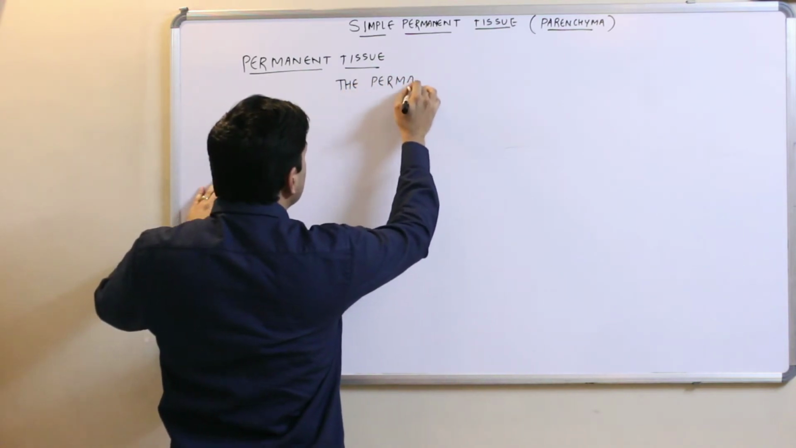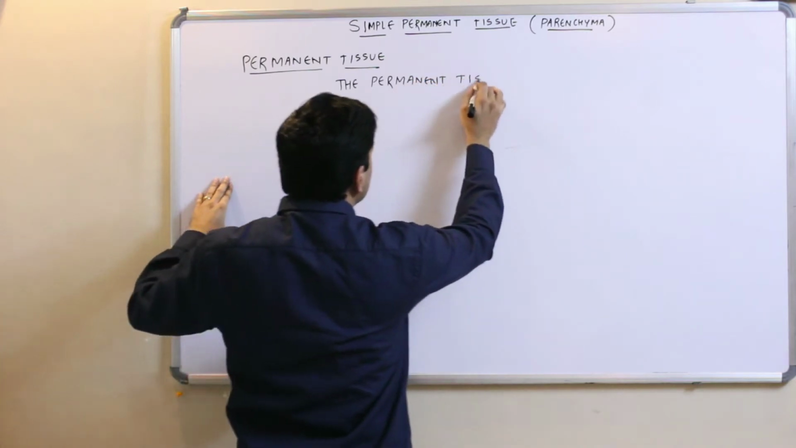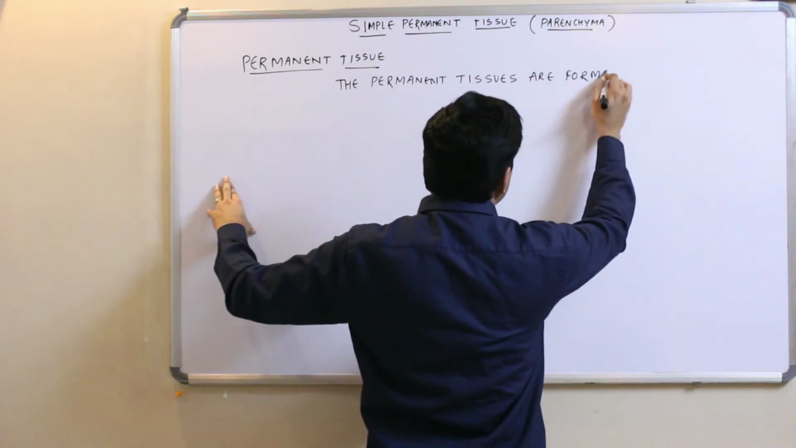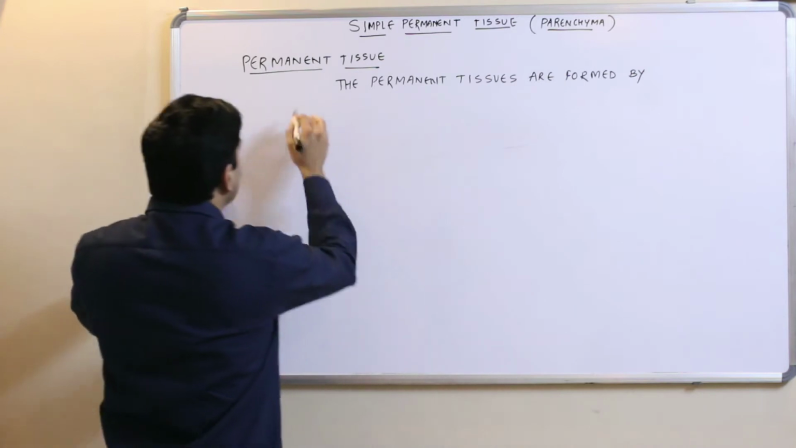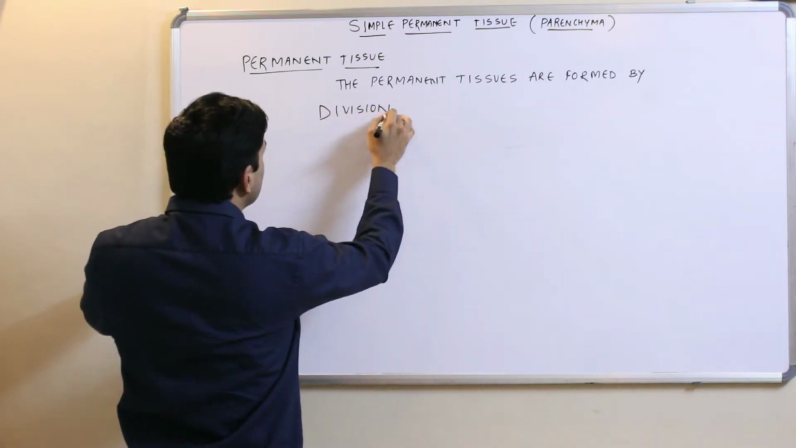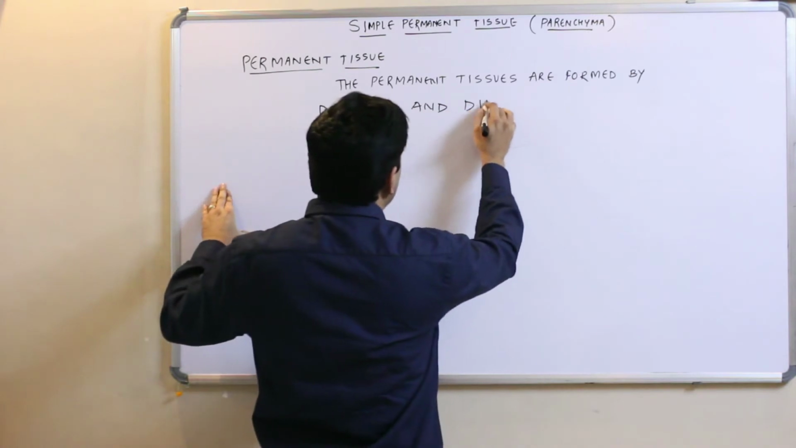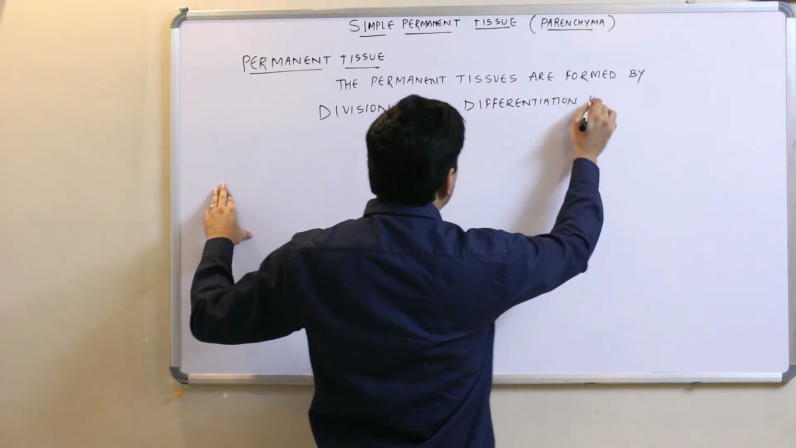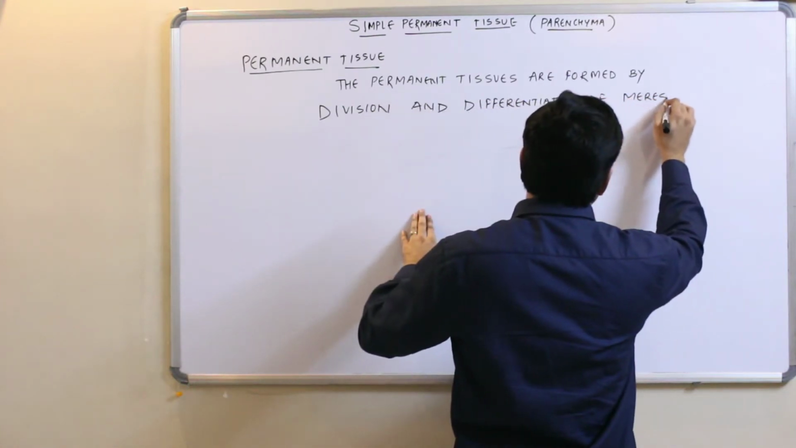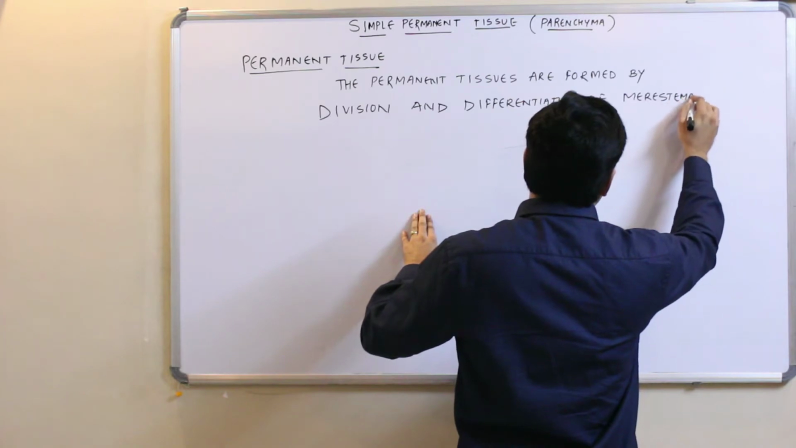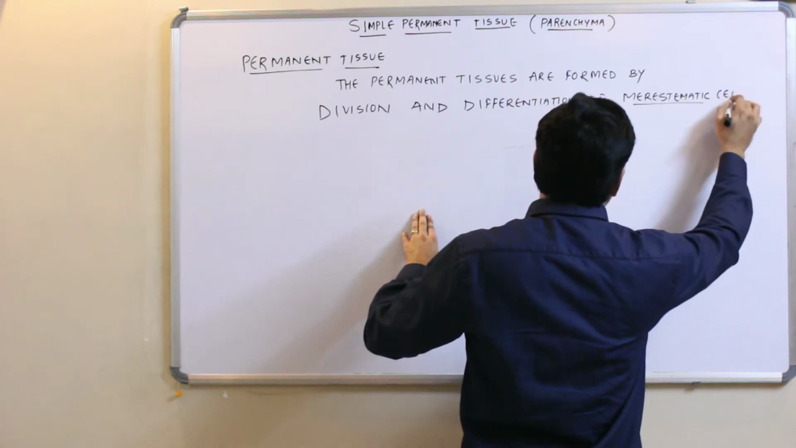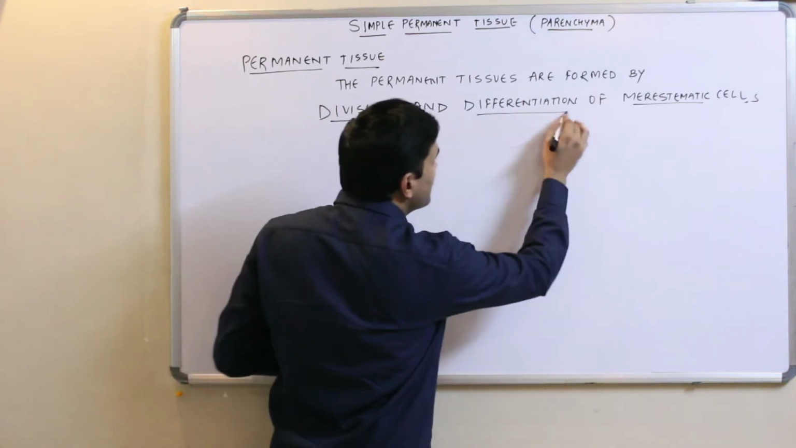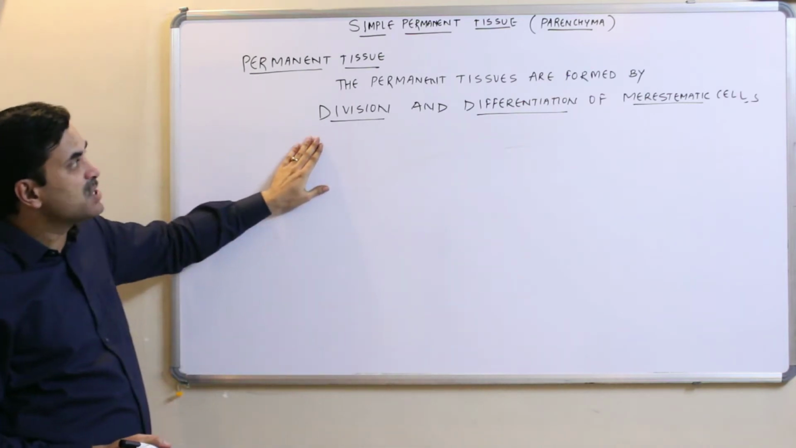permanent tissues are formed by division and differentiation of meristematic cells. Are you getting? Permanent tissues are formed by division and differentiation of the meristematic cells.